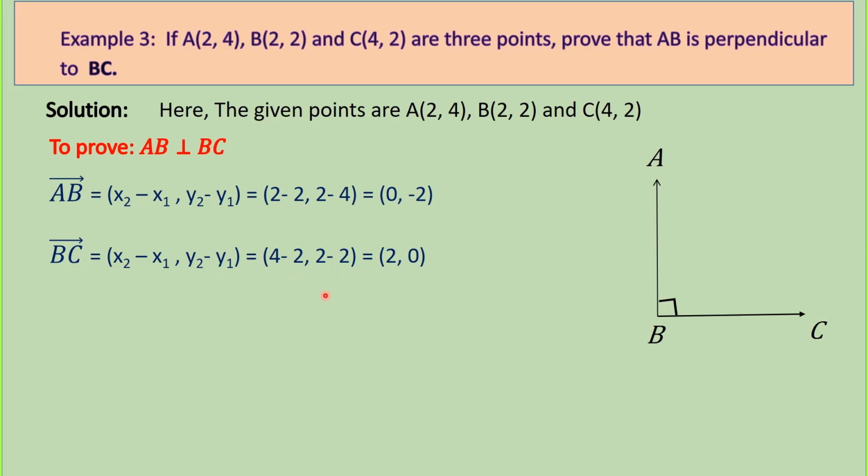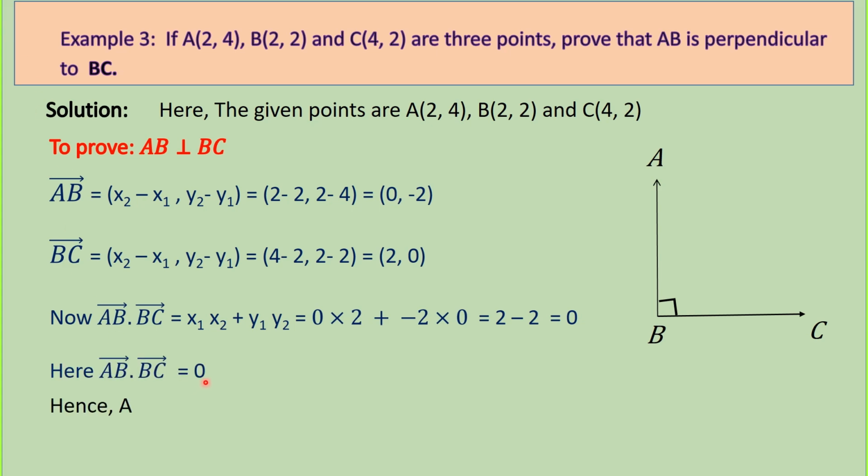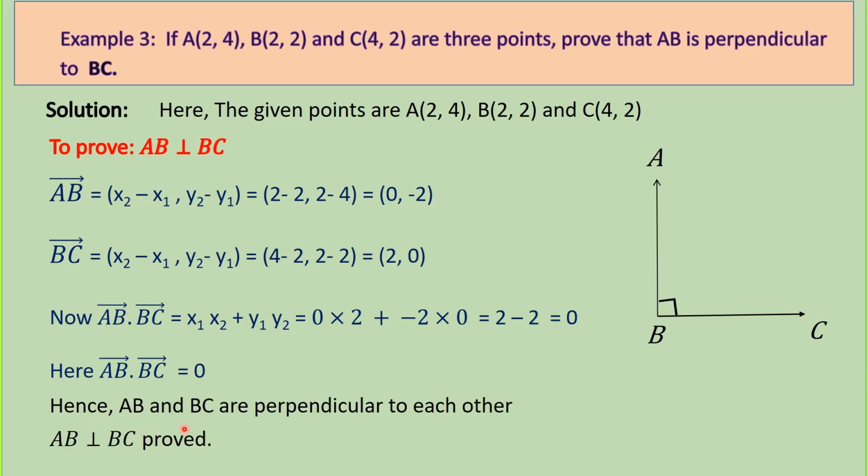When we multiply vector AB with vector BC, the product is 0. It means the product of two vectors is equal to 0, which implies that vector AB and vector BC are perpendicular to each other, because when vectors are perpendicular to each other, the product of those vectors becomes 0. Hence, AB perpendicular BC proved.